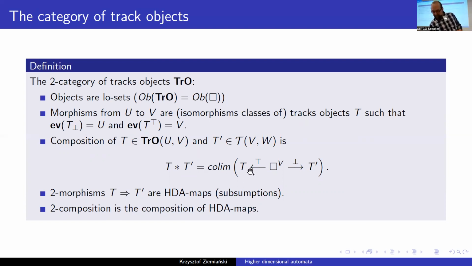You can compose tracks by gluing them together. You take two tracks, you put the final cube here and the initial cube here, then you take a colimit, glue them together, and you have a new object. There are two-morphisms. Two-morphisms are easier than one-morphisms. Two-morphisms are just maps of HDA. And this operation corresponds to taking subsumption of paths. And of course, composition of two-morphisms is the same.